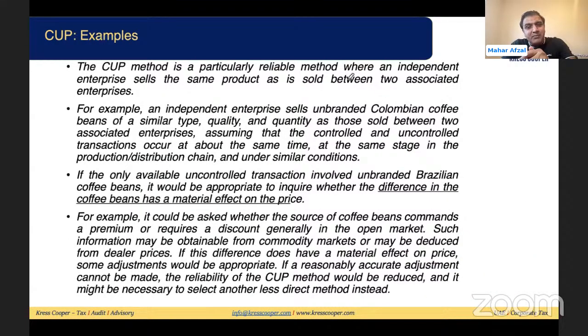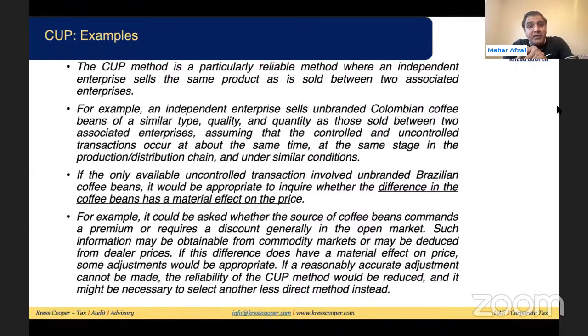This example I have taken from the guidelines issued by the Organisation for Economic Co-operation and Development. They said an independent enterprise sells unbranded Colombian coffee beans of a similar type, quantity and quality as those sold between two associated enterprises, assuming that the controlled and uncontrolled transactions occur at the same time. Timing is very important as well: at what time these goods are being sold. Whenever we go for comparison, we need to consider the exact time. I'm repeating the words similar circumstances, which mean everything should be the same. If not the same, then we need to make an adjustment.